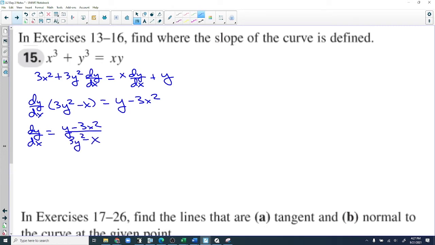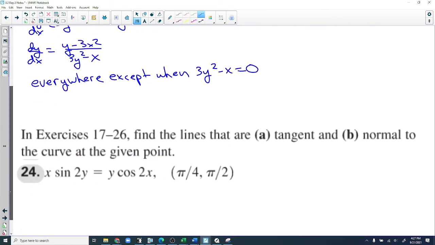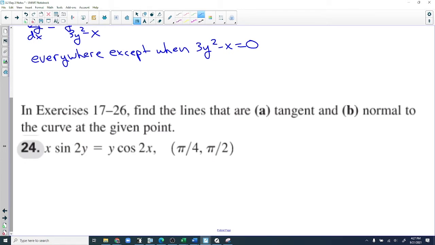Now the answer, where is the slope defined? We'll say everywhere except when 3y squared minus x is equal to 0. Then if that happens, the denominator is 0 and the slope's not defined. Find the lines that are tangent and normal to the curve at the given point.